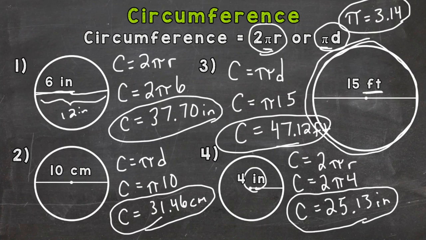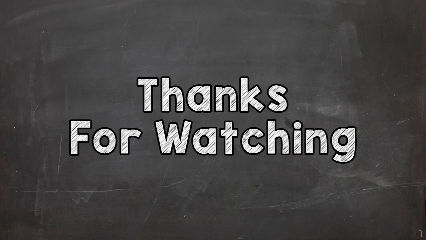So there you have it. That's how you calculate circumference. You have 2 formulas to use there. You can use the radius or diameter: 2 times pi times the radius, or pi times the diameter. Hopefully that was helpful.